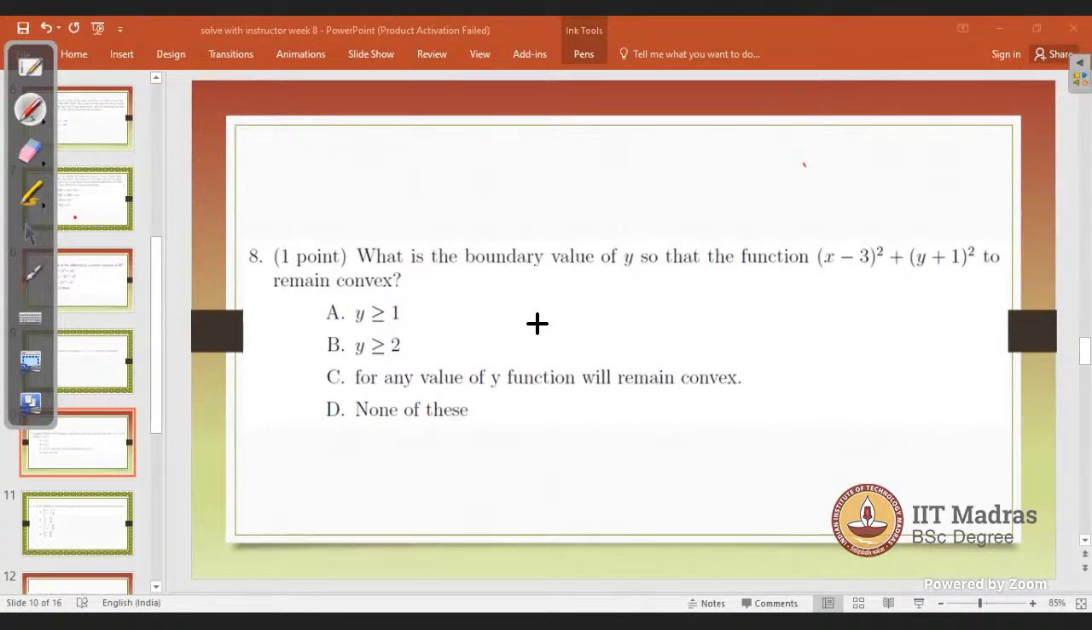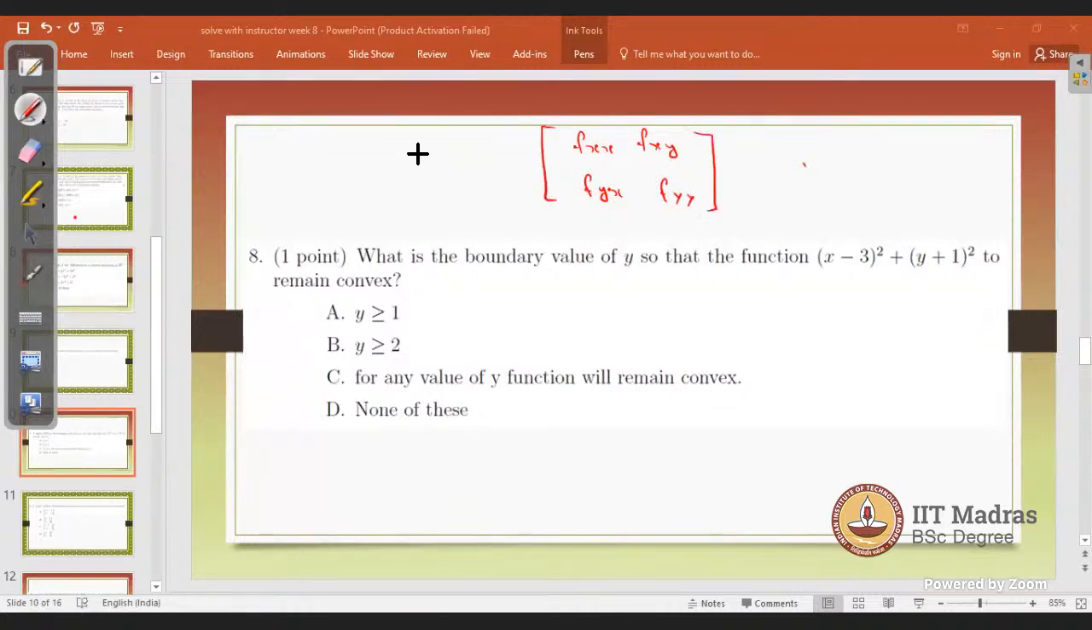So let's try this one. I think we'll create the Hessian matrix, that is nothing but f of xx, f of xy, f of yx, f of yy.